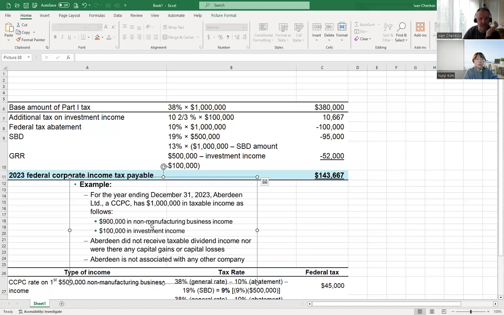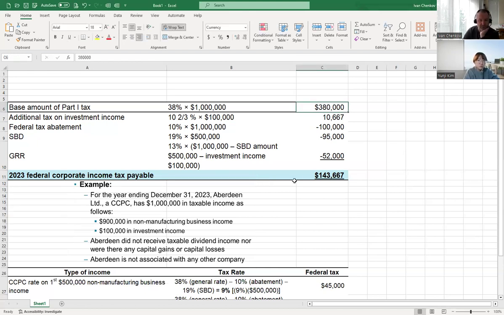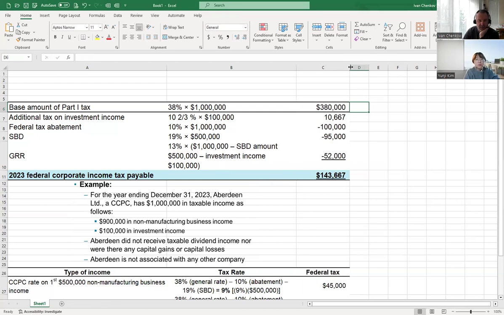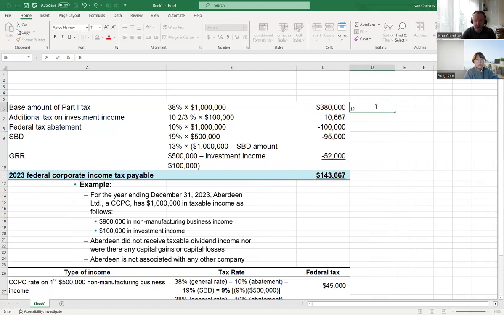So this is the example. The year end is December 31st. Our starting point will be $1 million. Let's make it more practical here and start with $1 million. The $1 million is given, and we have the 38% tax rate.